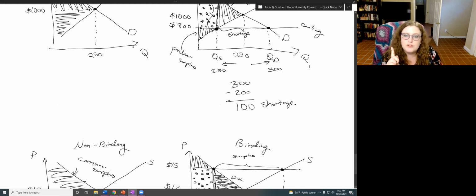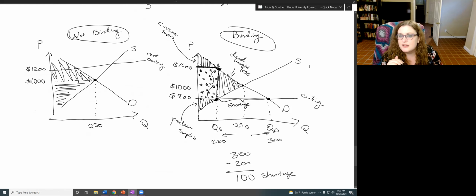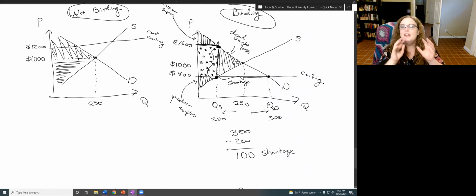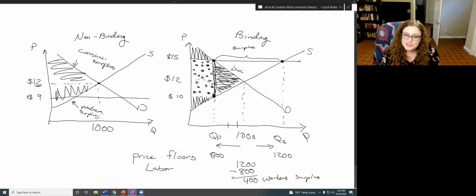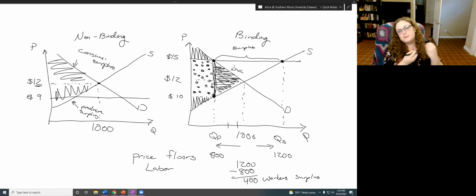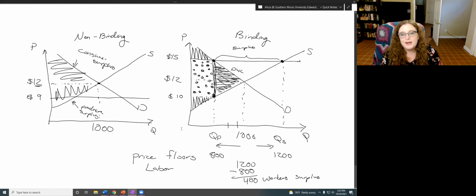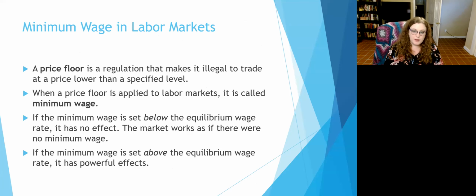So notice that these two look very different and very similar at the same time. A shortage just means that we have more being demanded than what is actually supplied. While when it comes to a surplus, there is more being supplied than what is being demanded by the market. So in both of these, we have a non-binding and a binding case. Non-binding just means it doesn't really matter. The market operates the same way it would have beforehand. While binding means, okay, we have seen some differences that relate to this policy.